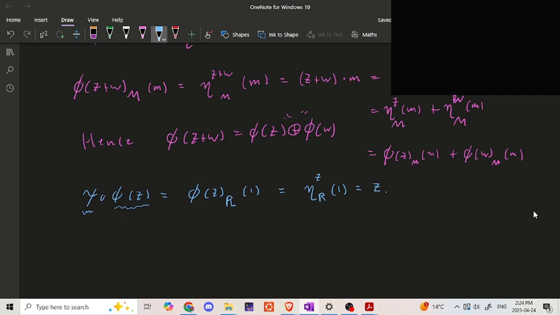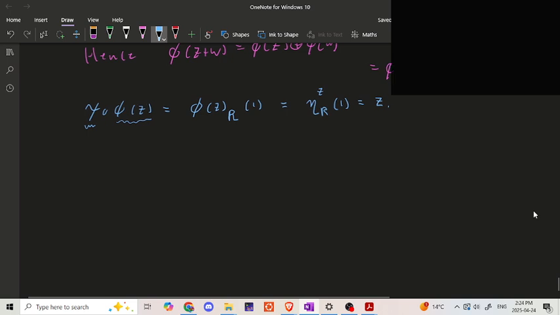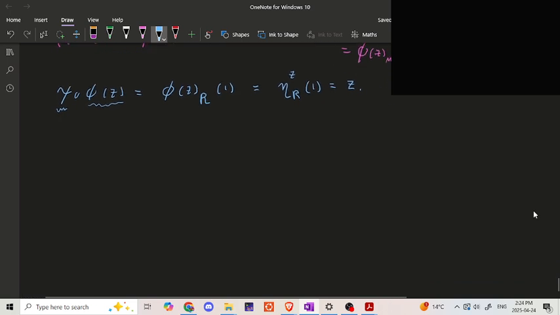Okay, the converse takes slightly more work to establish. So let's let M be an R module.